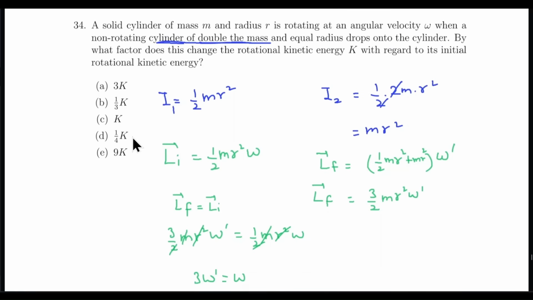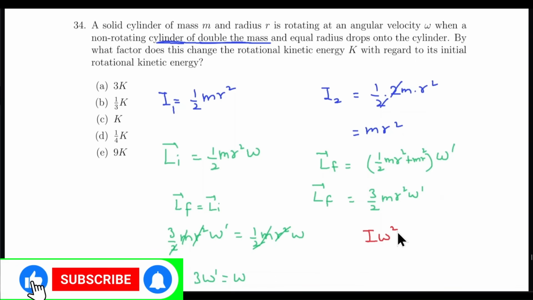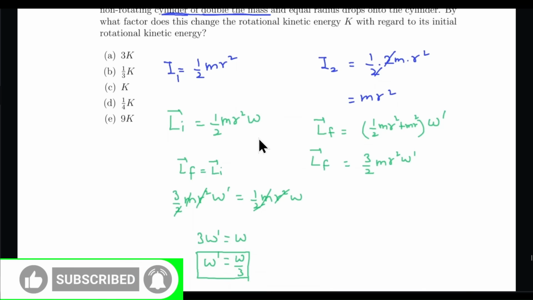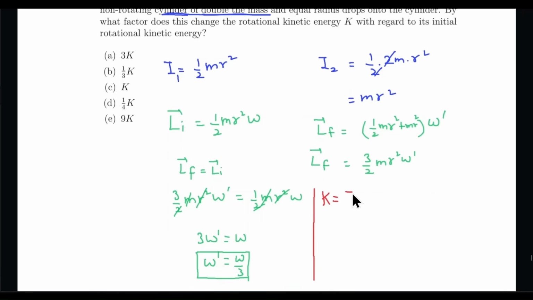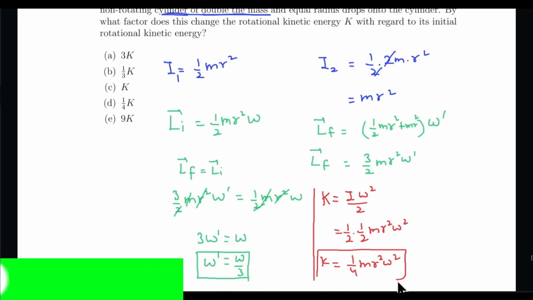But they are interested to know by what factor this changes the rotational kinetic energy with regard to its initial rotational kinetic energy. Now we need to convert to kinetic energy. So initial kinetic energy is I omega square over 2, which is going to look like 1 over 2 times I, and I is 1 half mr square, times omega square, which is 1/4 mr square omega square. That is the initial kinetic energy, right?